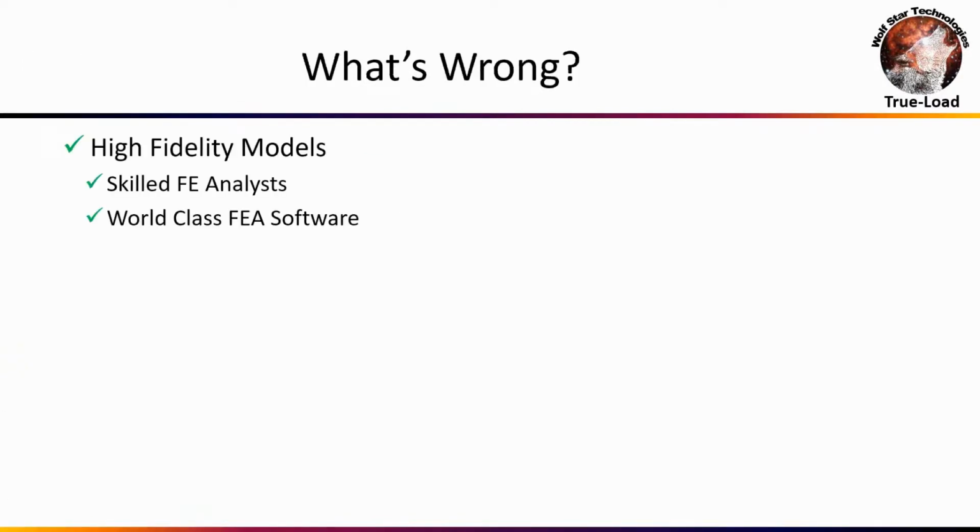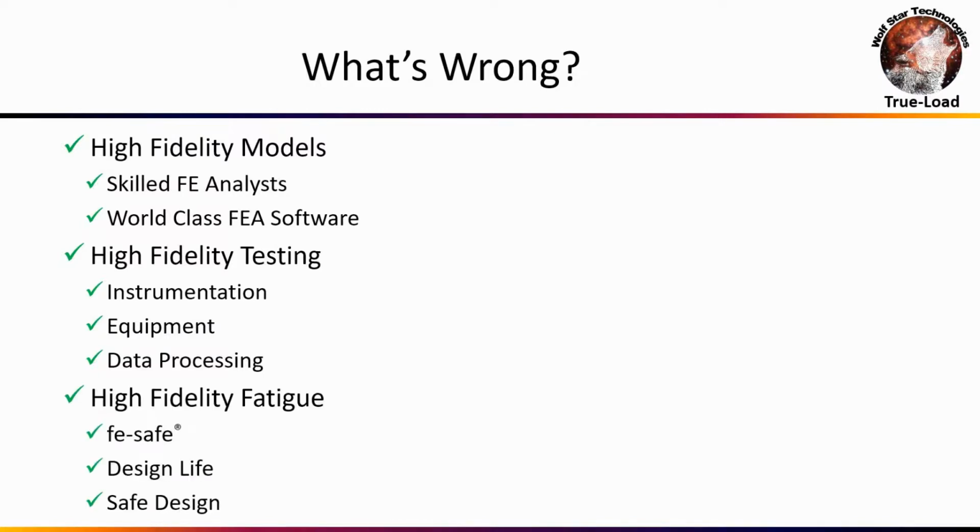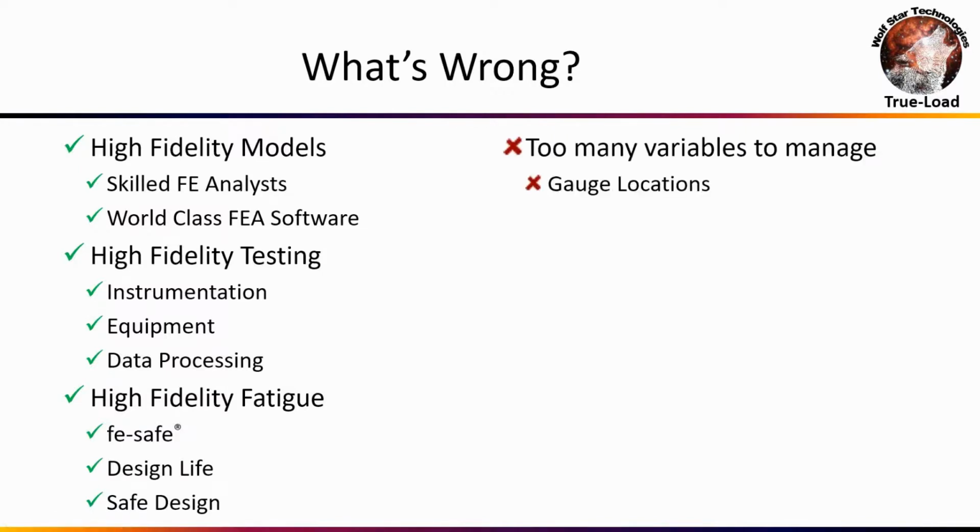So what's wrong? You've got great analysts, you've got great software, you're doing the right stuff by testing, you're doing the right stuff using FEA-based fatigue. So you're doing all of the right things for the analysis, but you're not getting it right. Well, what's going on? Quite simply, you've just got too many variables to manage. You've got the gauge locations, you've got the load cases, the quantity of data.